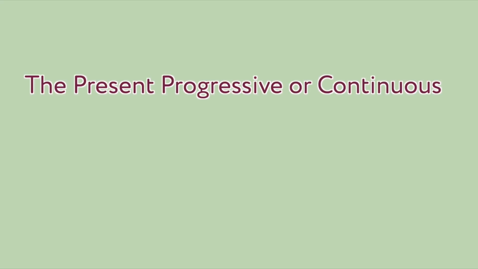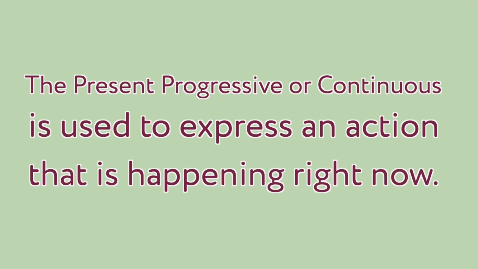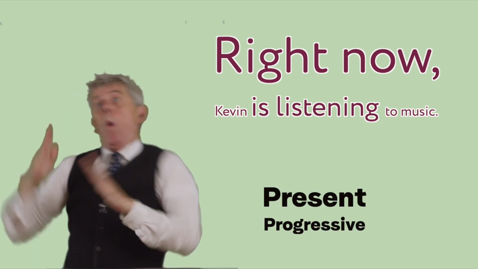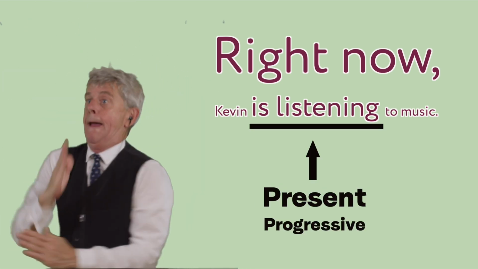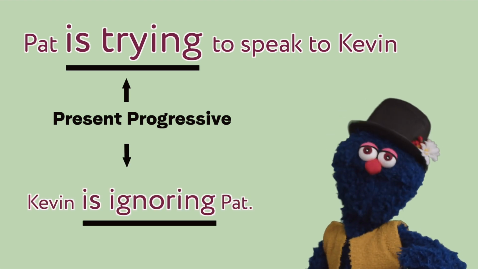Kevin! The present progressive or continuous is used to express an action that is happening right now. Right now, Kevin is listening to music. Pat is trying to speak to Kevin, but Kevin is ignoring Pat.